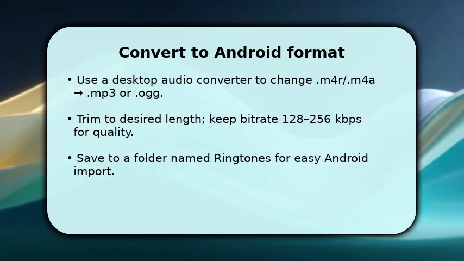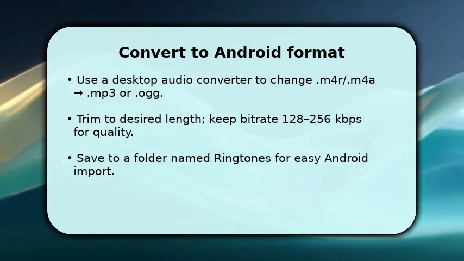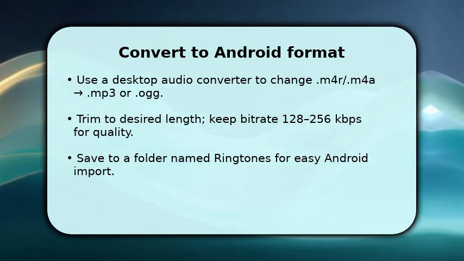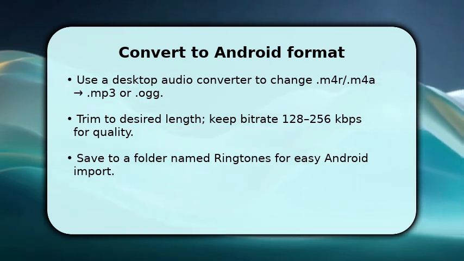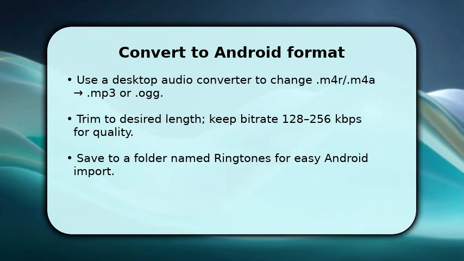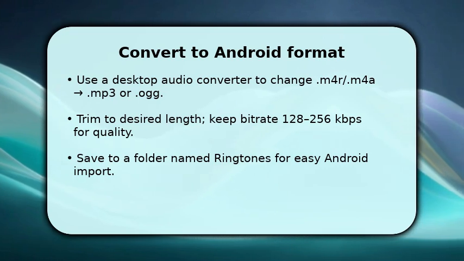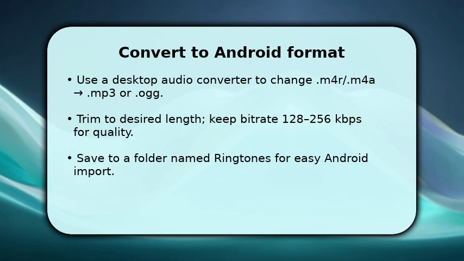Once the file is on your computer, convert it to MP3 or OGG so Android can use it. You can use a trusted desktop converter. Choose 128/256 kbps to balance size and fidelity. Trim silence or trim intro so the ringtone sounds right when called. Make sure the resulting file has a clear name and move it into a folder called Ringtones. That makes Android discover it automatically.